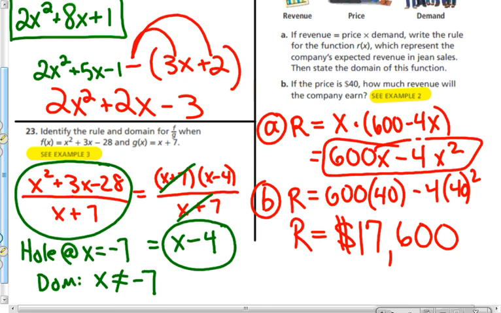Okay? If you also thought that x can't be 4, that's incorrect. It's only a bad number to put in if this x minus 4 was in the denominator. Since it's in the numerator, it's no problem. You're allowed to put 4 in.